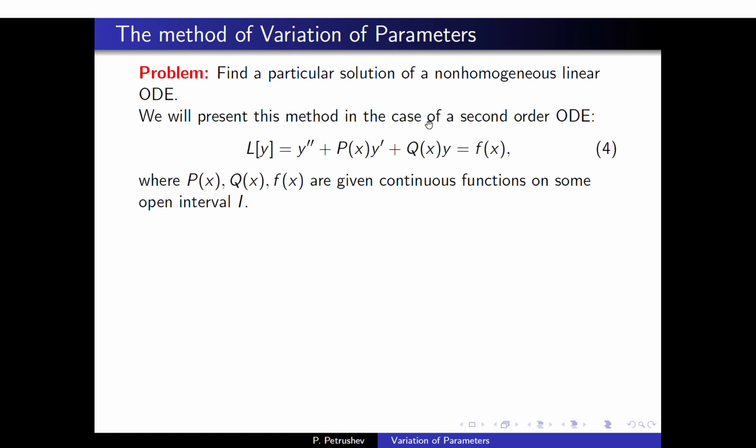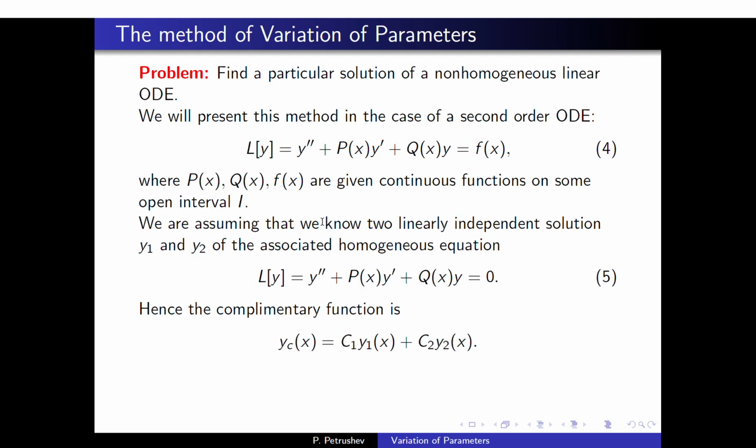I'm going to describe this method in the case of a second-order differential equation like this. I'm going to denote by Ly the left-hand side of the differential operator. Here p, q, and f are continuous functions on some interval I. They are given. I'll be assuming that we know two linearly independent solutions of the associated homogeneous equation. So therefore, the complementary function is given by this formula.